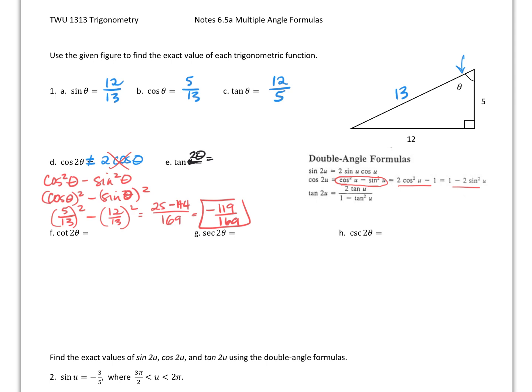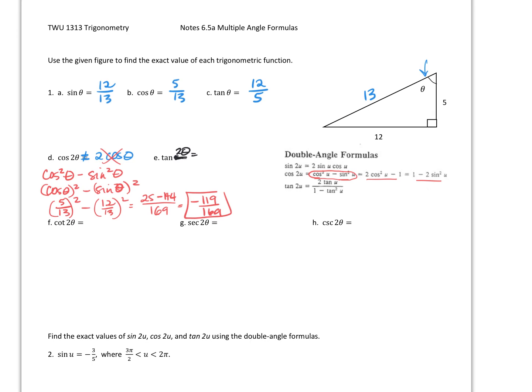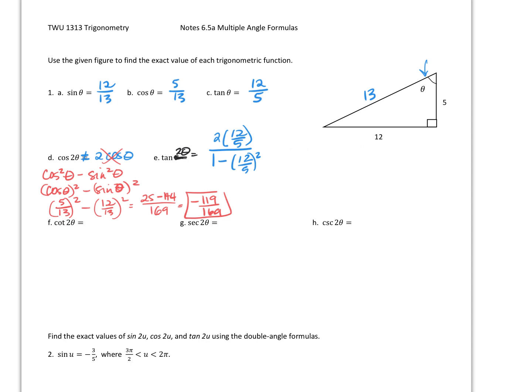So it should say tangent of 2 theta, and I believe it does on your paper. So I'm going to use the formula right here, this little guy. So notice it says 2 times the tangent of u, or theta, so it's going to be 2 times my tangent, 12 over 5, over 1 minus the tangent squared. All right, now I'm done with my formulas. So I'm going to give myself some space.